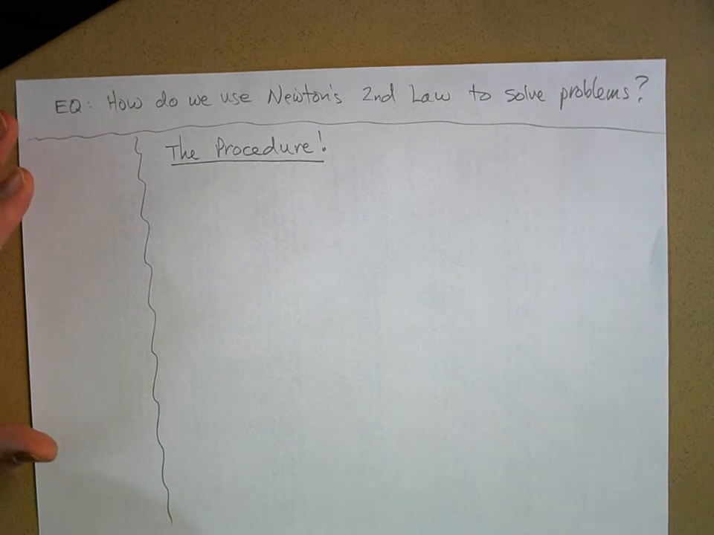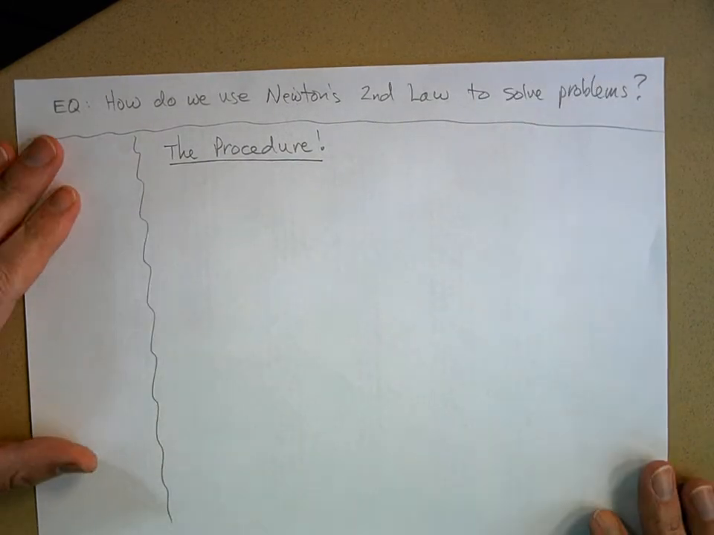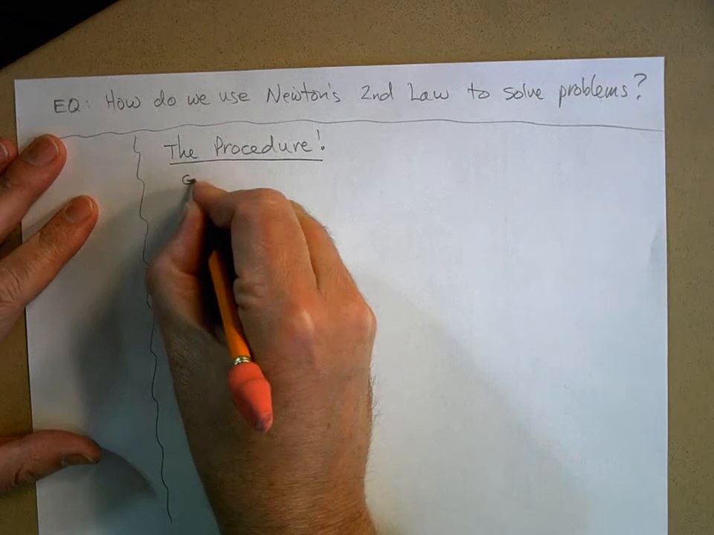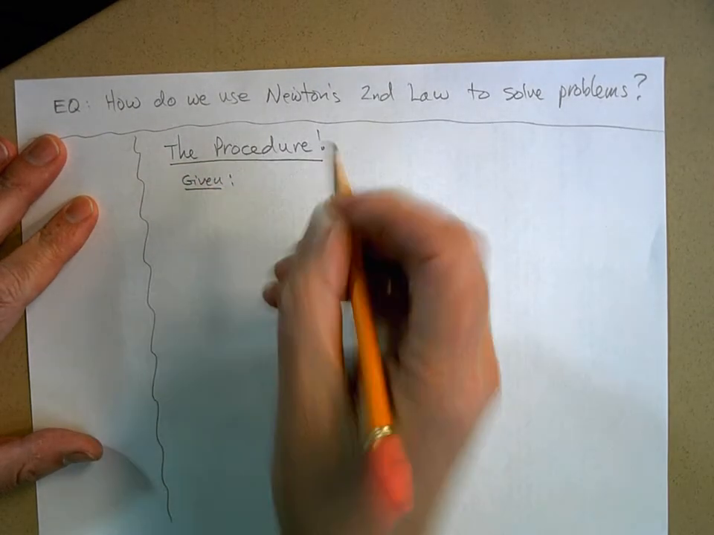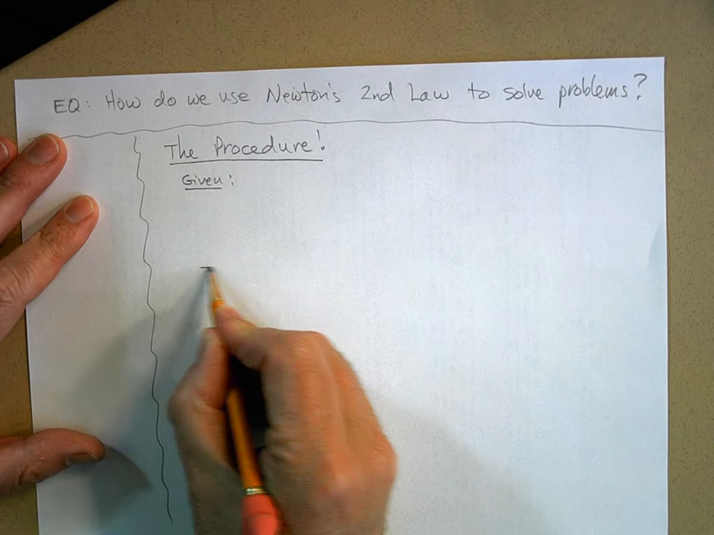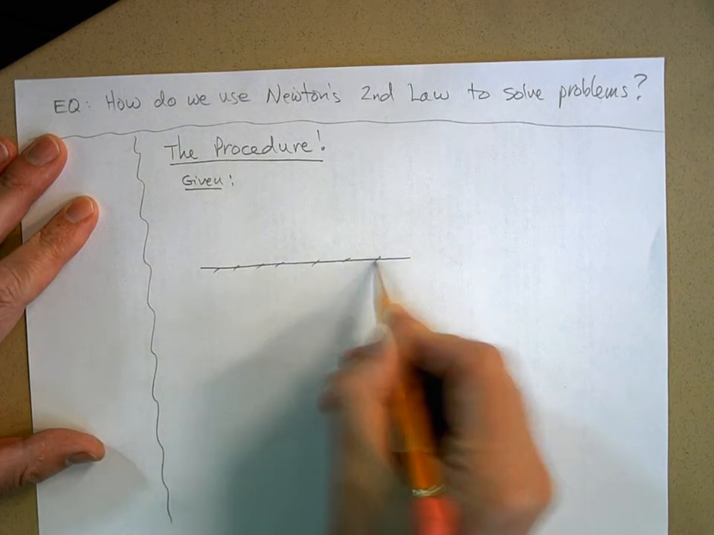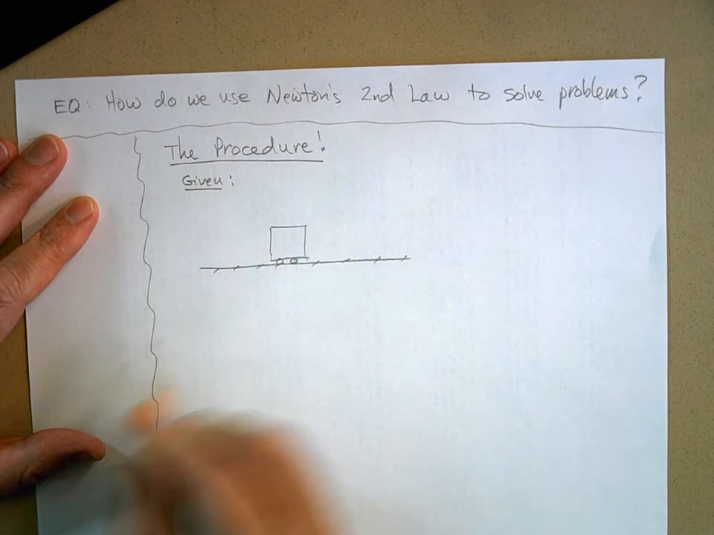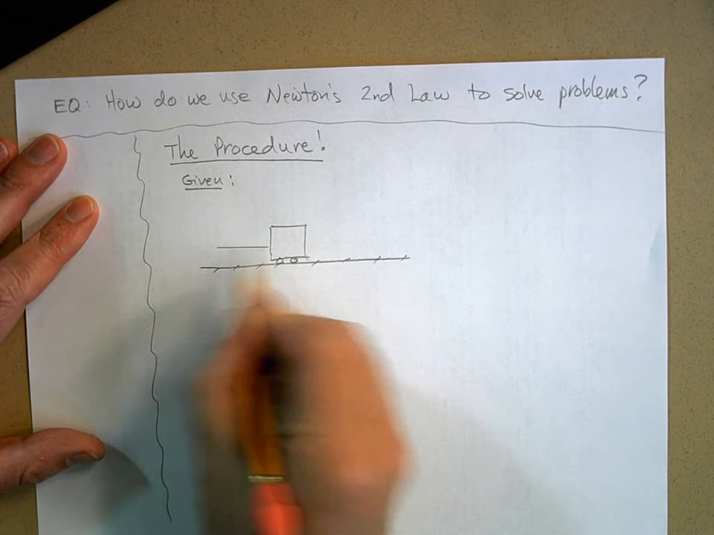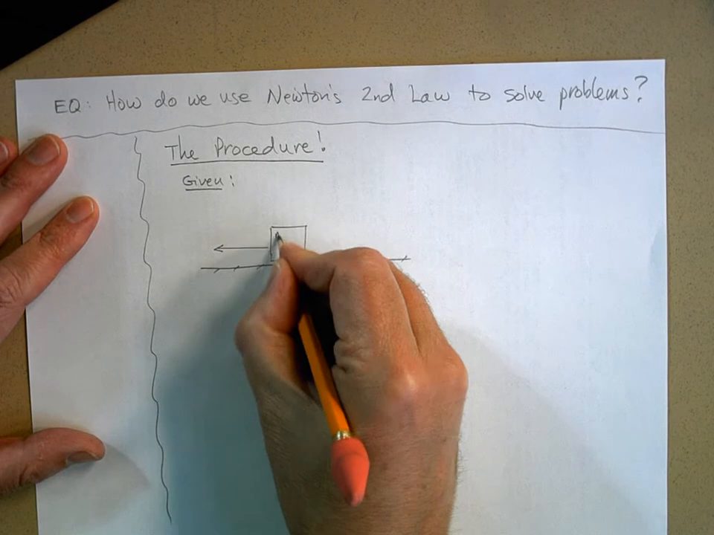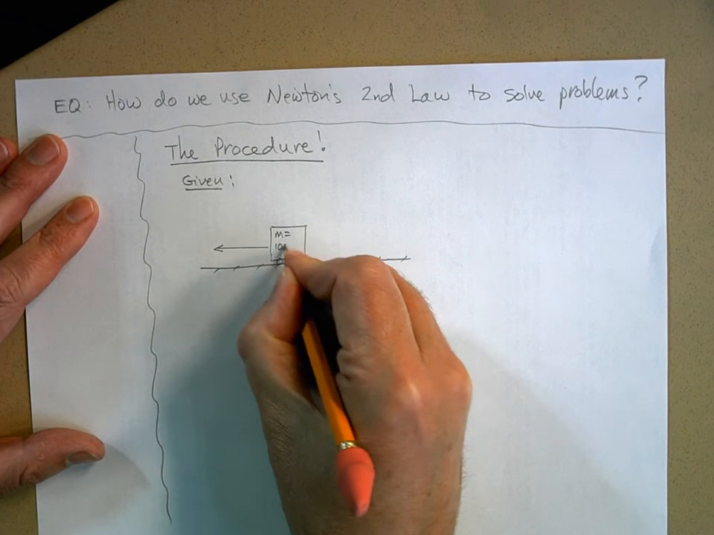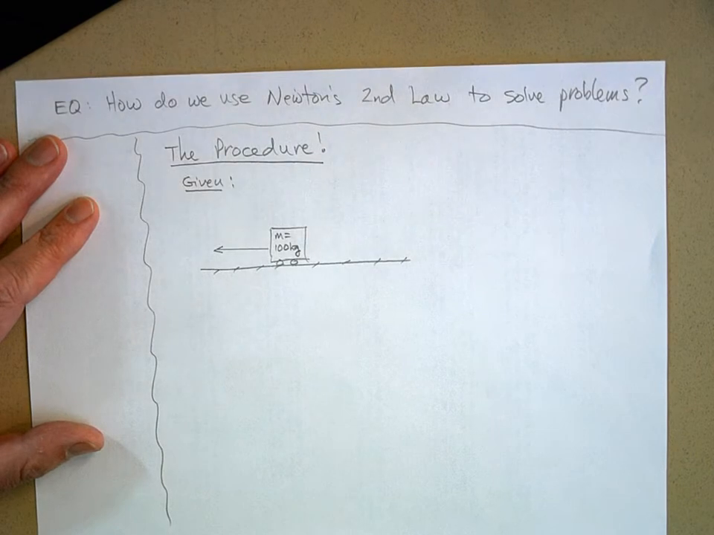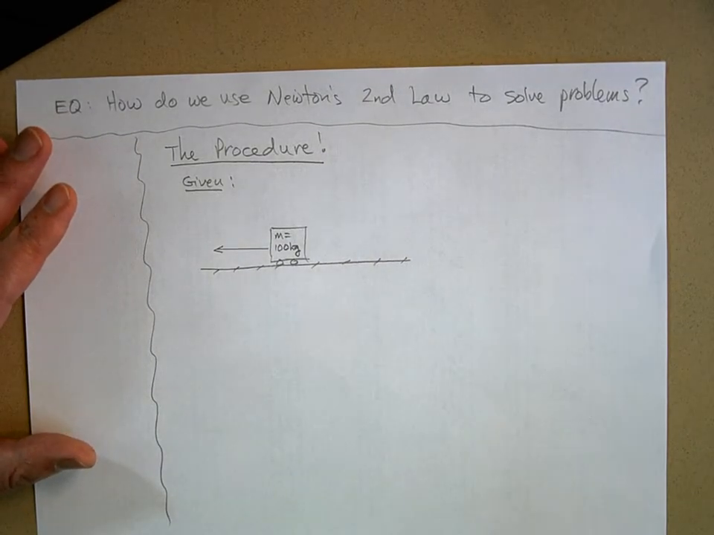Okay, now the best way to describe it is to do it through an example. So let's do an example. Suppose I've got a tug of war going on. We've got a crate on wheels, and we've got people pulling. Let's give this a mass. Mass equals 100 kilograms. Why? Because it's easy. 100 kilograms is easy.